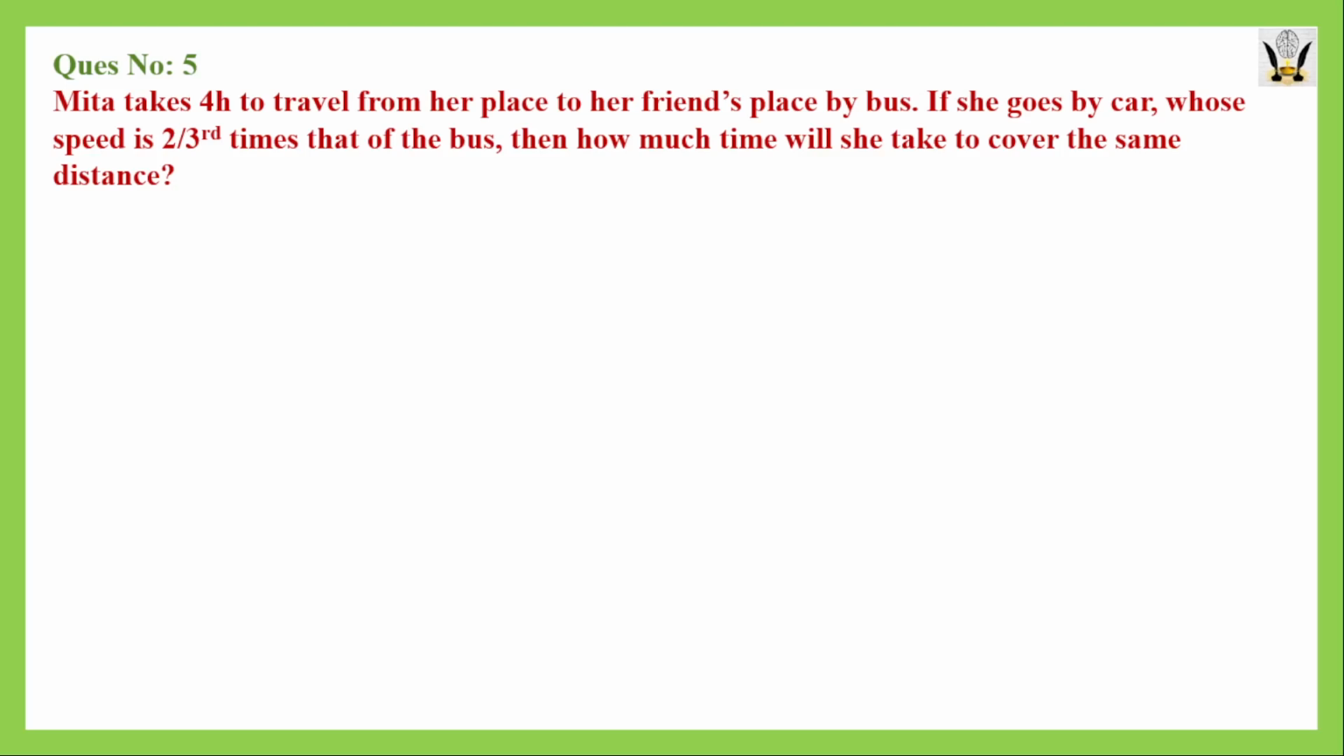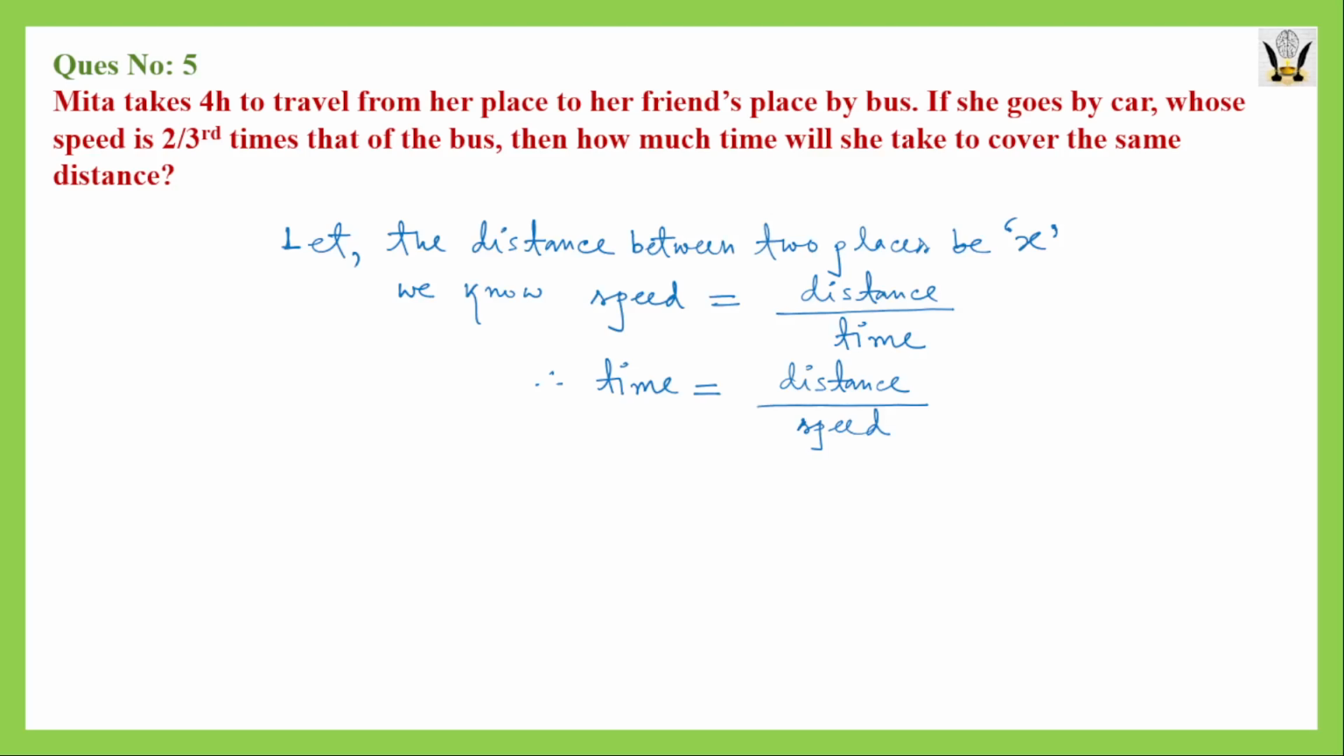Now we know the relation between speed, distance and time: speed is equal to distance divided by time. We can also rearrange this as time is equal to distance by speed. For the first case, when she traveled by bus, the total time taken was given, and that was 4 hours. The speed was not given, but the relation between the two speeds is given, one speed is 2/3 times the other, and the distance is the same, which is also not given.